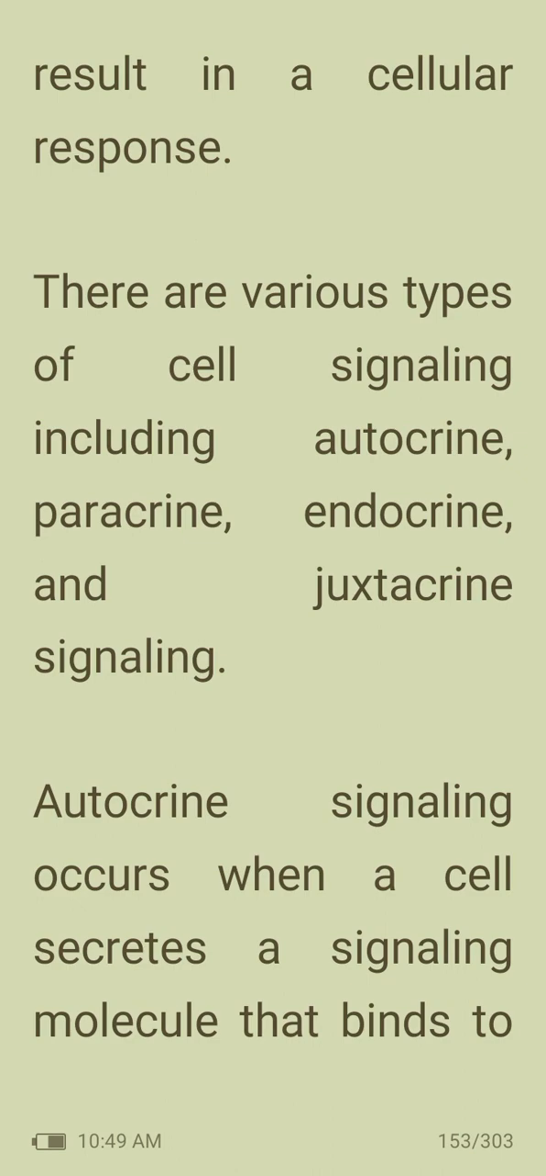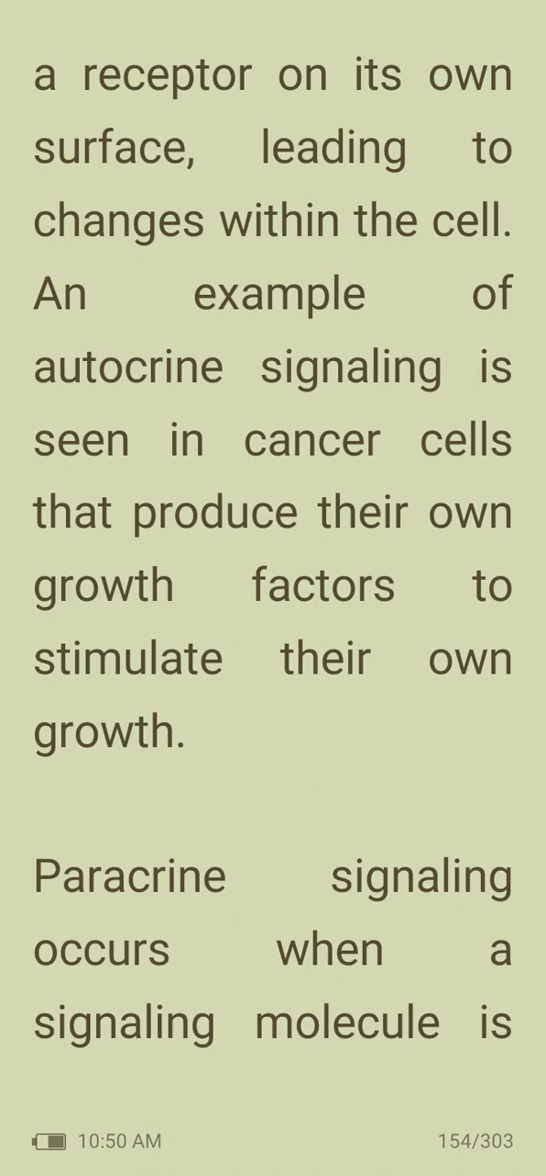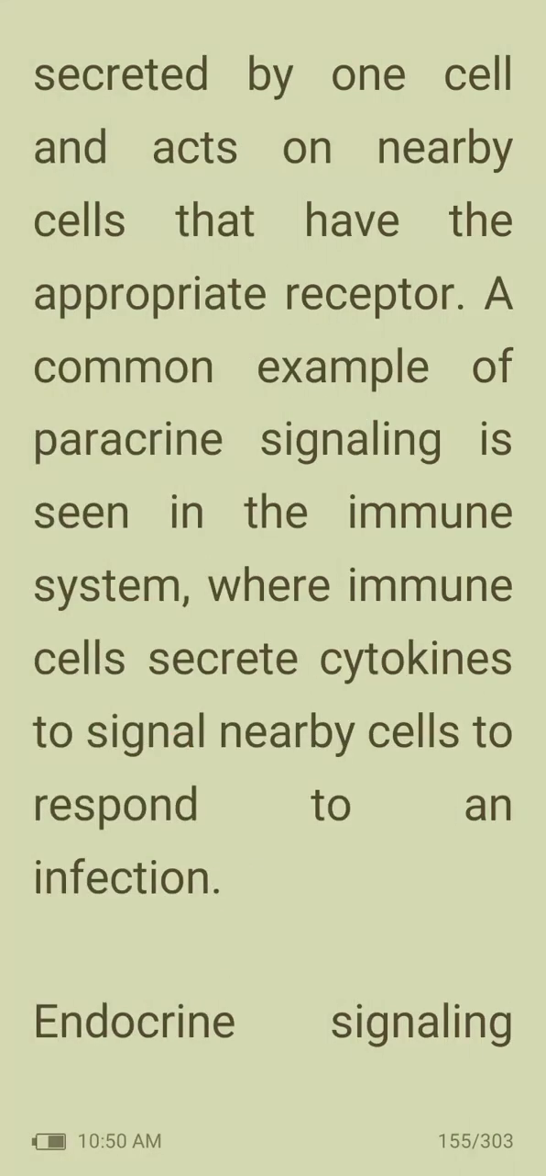So, autocrine signaling occurs when a cell secretes a signaling molecule that binds to a receptor on its own surface, leading to changes within the cell. An example of autocrine signaling is seen in cancer cells that produce their own growth factors to stimulate their own growth. Then, paracrine signaling occurs when a signaling molecule is secreted by one cell and acts on nearby cells that have the appropriate receptor. A common example of paracrine signaling is seen in the immune system, where immune cells secrete cytokines to signal nearby cells to respond to an infection.